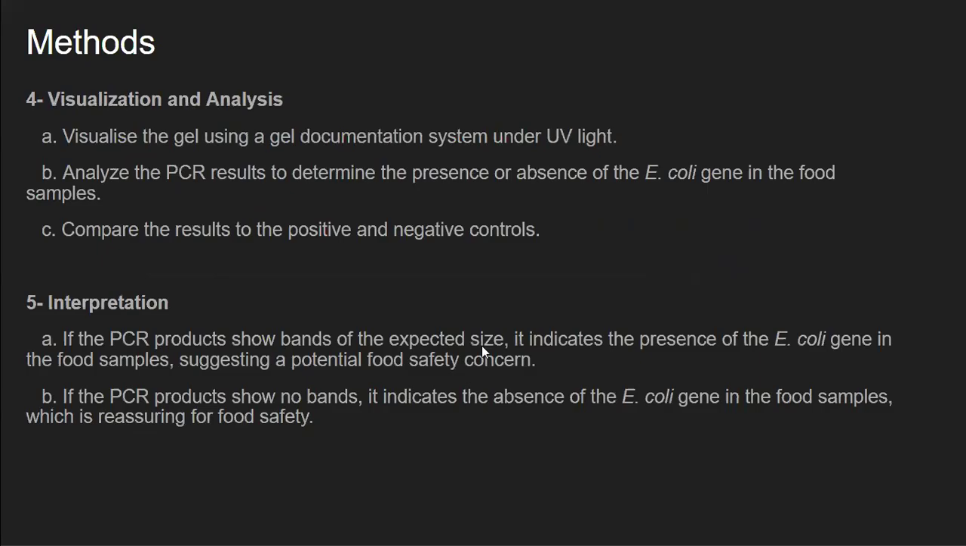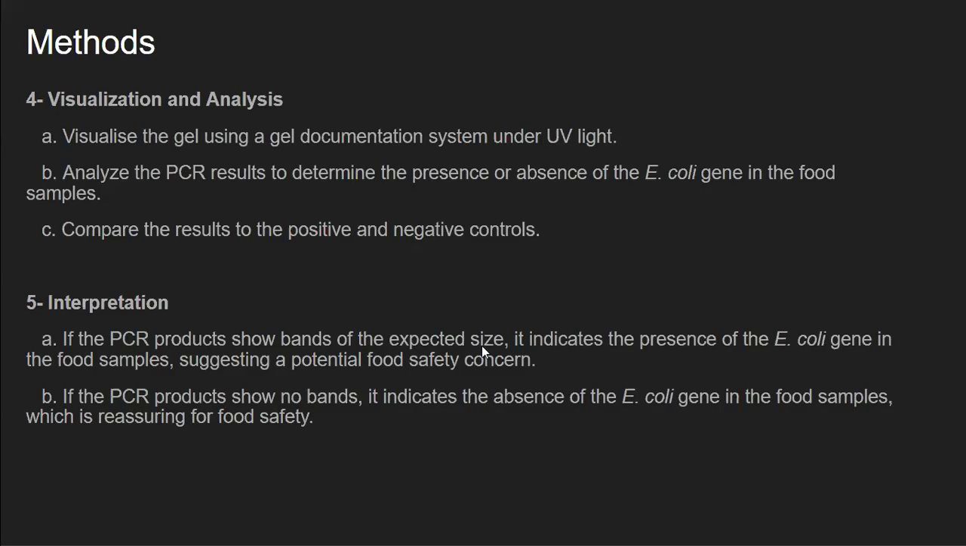4. Visualization and analysis. Visualize the gel using a gel documentation system under UV light. Analyze the PCR results to determine the presence or absence of the E. coli gene in the food samples. Compare the results to the positive and negative controls.